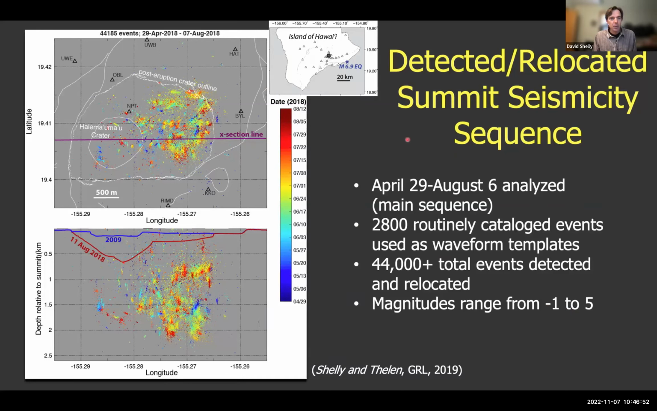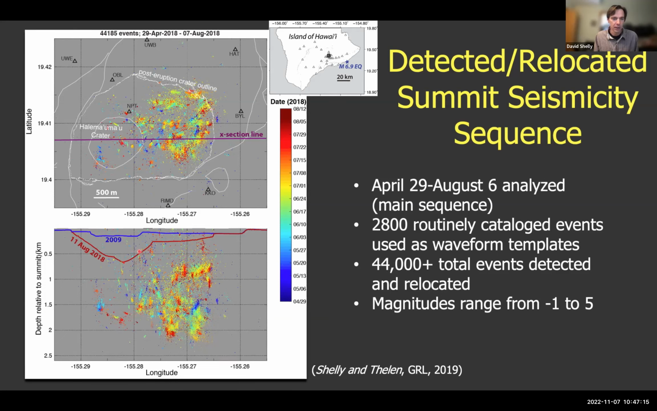To put things in perspective, so I should have said this is a map view on the left and a cross section. The original profile here, this is 2009, but it was the same profile until shortly before this, or until the summit collapse started. And then you can see the difference in the profile as of August 11th, 2018.